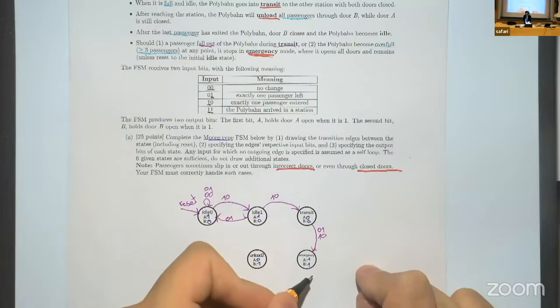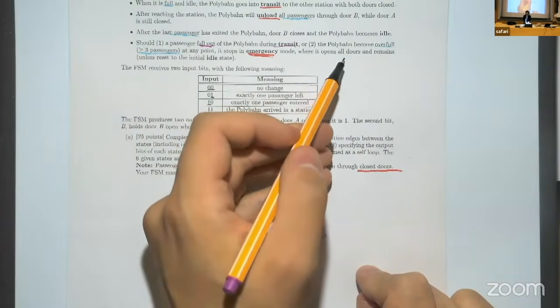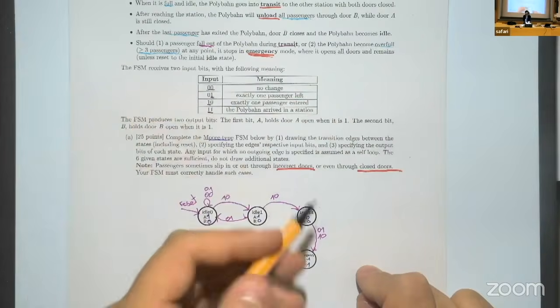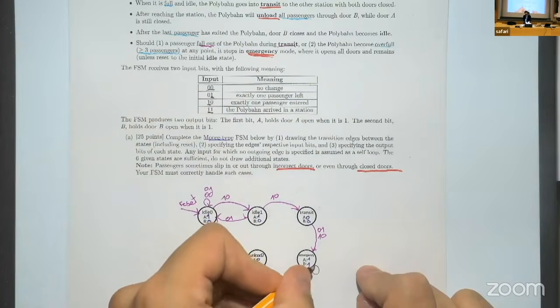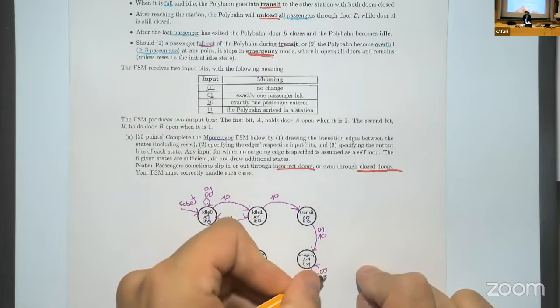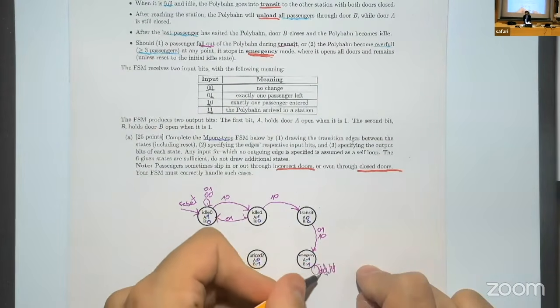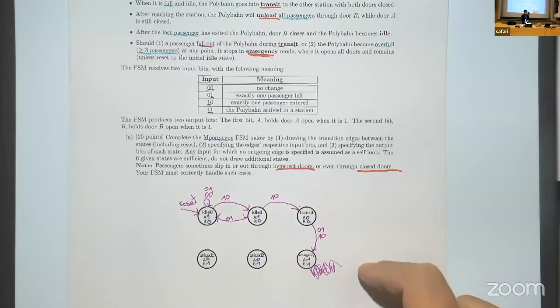Right, and then in emergency, we just remain there. As you can see, there's no outgoing edge, essentially. It remains there unless we set to idle state. So you could again draw this with a self loop and specify everything, or you might as well specify nothing and just rely on the fact that specifying nothing means a self loop, as we said here.